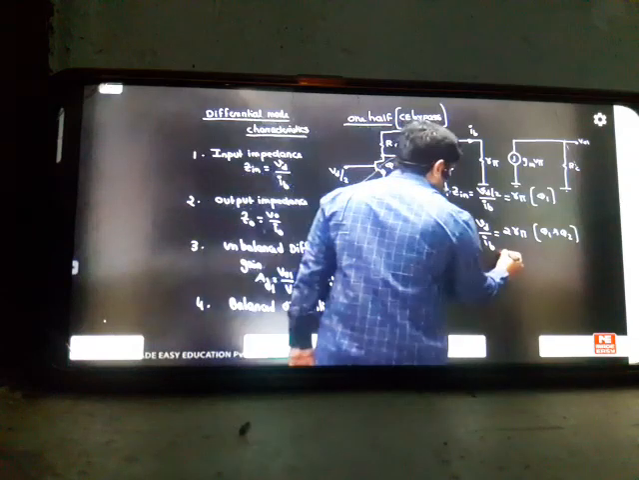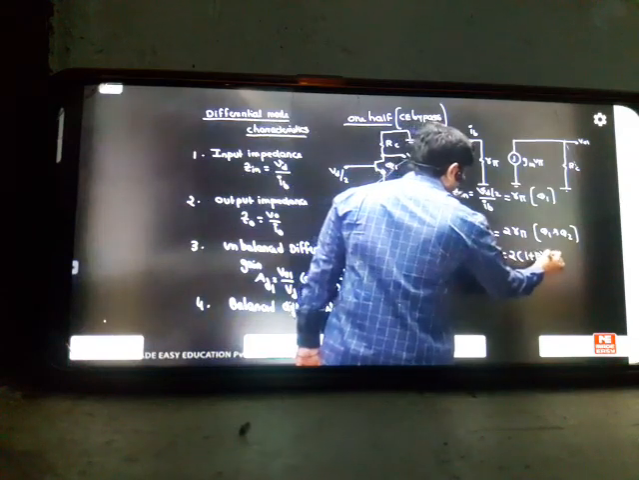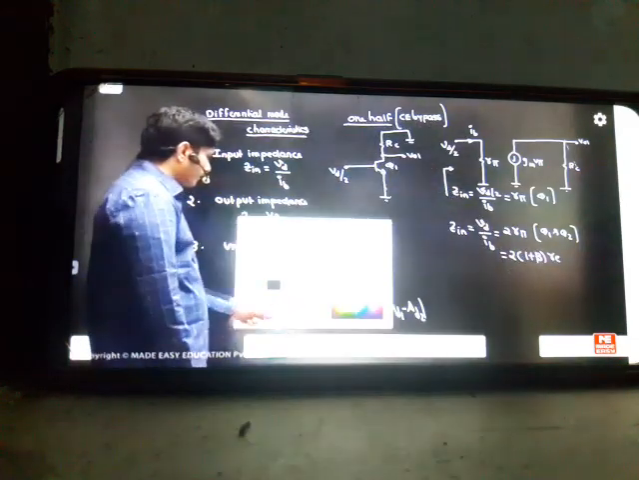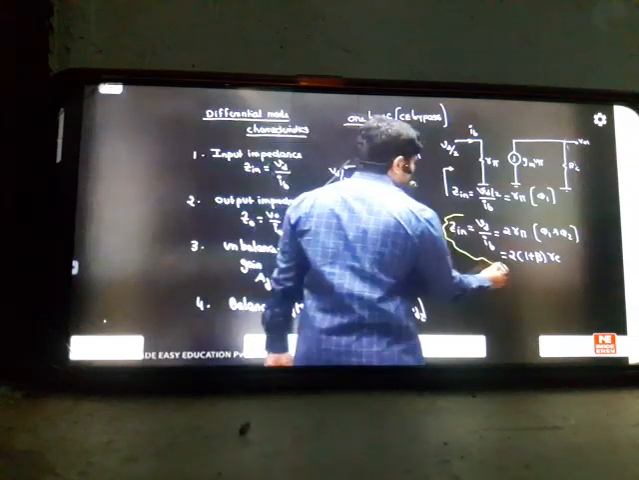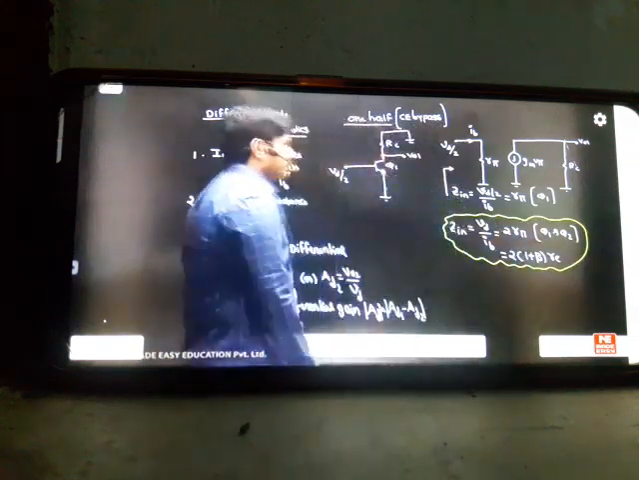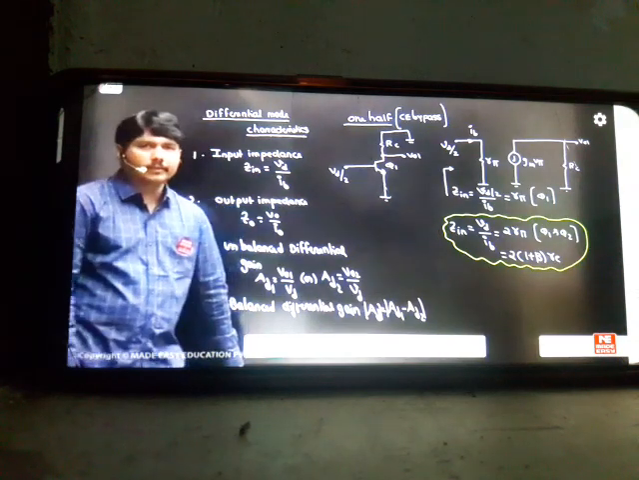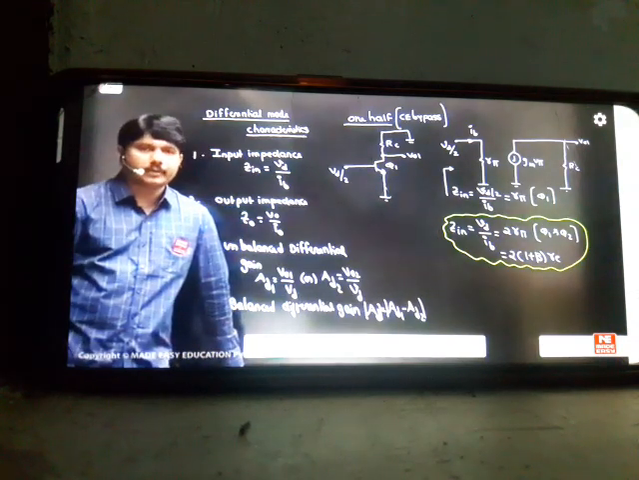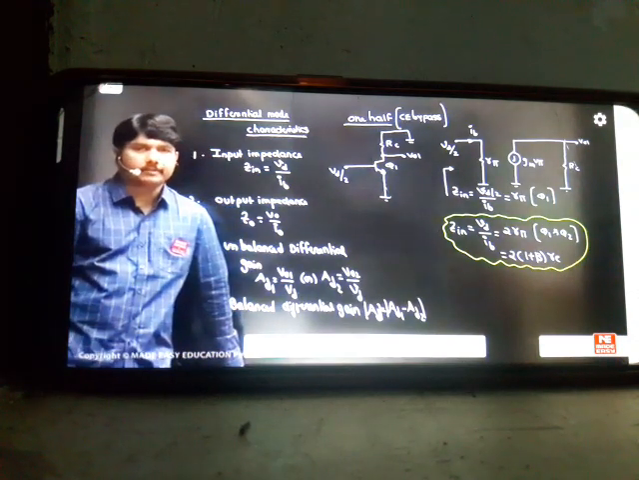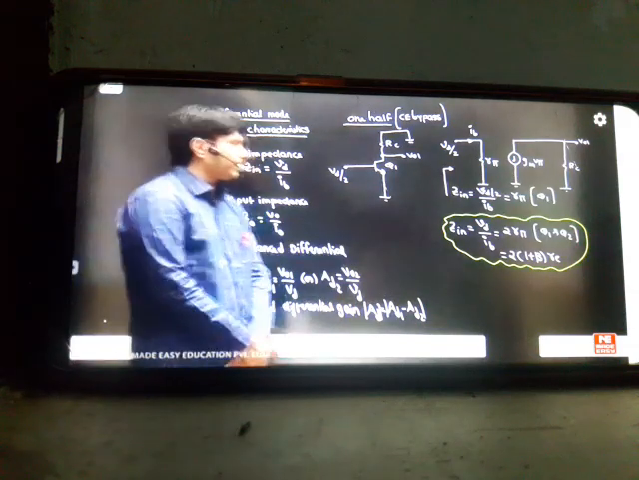So this can be represented as 2 into 1 plus beta times RE. Right? This is a very interesting and golden formula for my differential techniques. This is one important investigation. In exams they will ask you, please calculate the input impedance of a differential amplifier. The answer will be 2 into 1 plus beta times small re. Otherwise, 2 into r pi you can write, because r pi is nothing but 1 plus beta times re in the re model. So this completes my input impedance calculation.